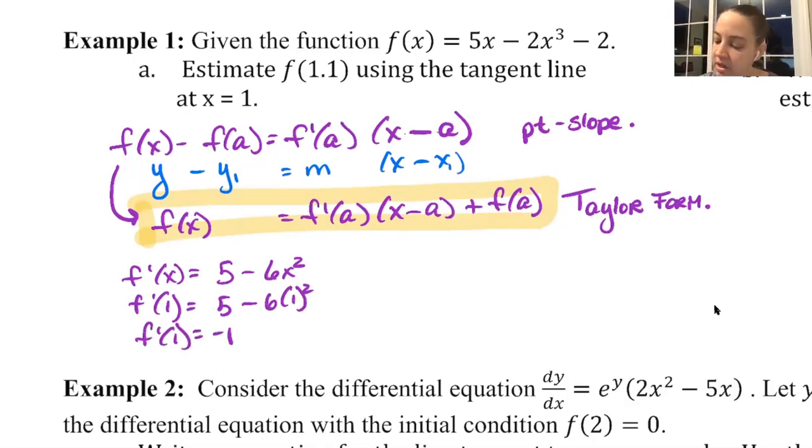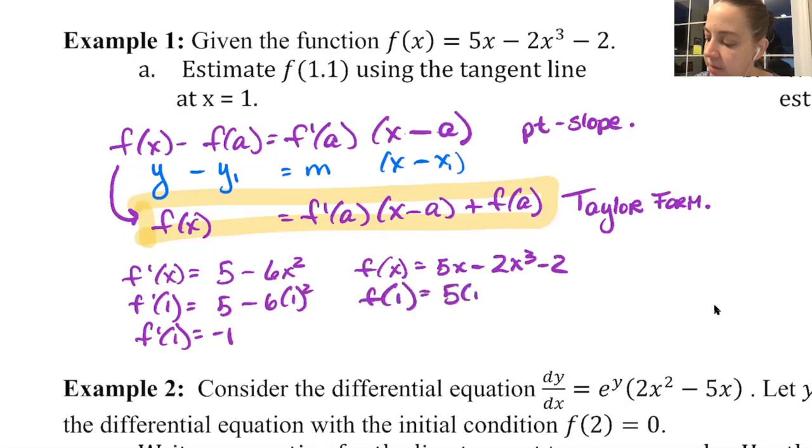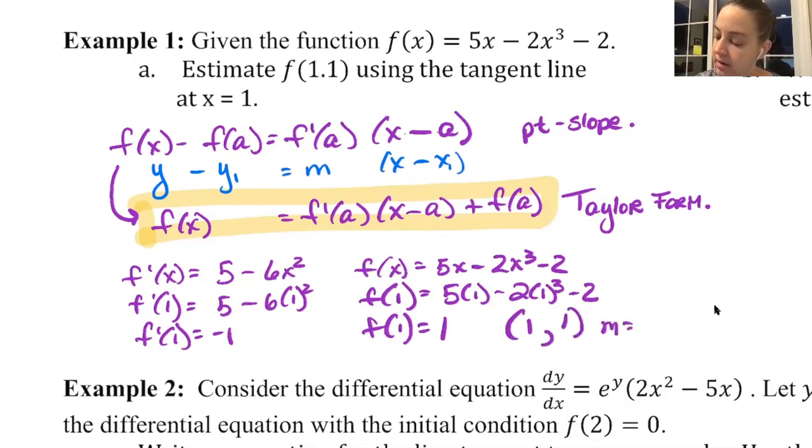The other thing we need to know is f of a. Now, from our graph, you can probably figure out what that is already. It was 1 if you don't remember, but I'll just show you. So f of 1 is 5 times 1 minus 2 times 1 cubed minus 2. So 5 minus 2 is 3. 3 minus 2 is 1. So f of 1 is 1. So we have the ordered pair 1, 1, and we know our slope is negative 1.